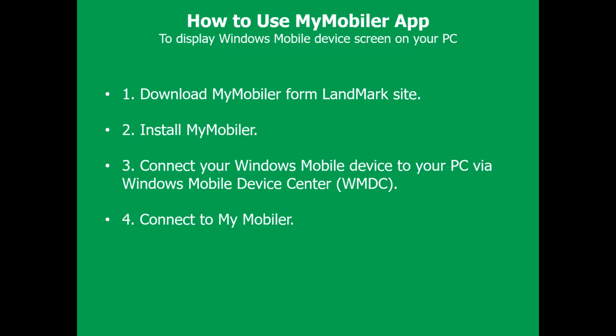Here's a quick tutorial on how to use the MyMobiler app to display a Windows Mobile device screen on your PC. All right, the steps are simple. We're going to download MyMobiler from the Landmark website. We're going to install the MyMobiler app. We're going to connect your Windows Mobile device to your PC via Windows Mobile Device Center. And then we're going to connect to MyMobiler. Pretty simple. Let's get started.